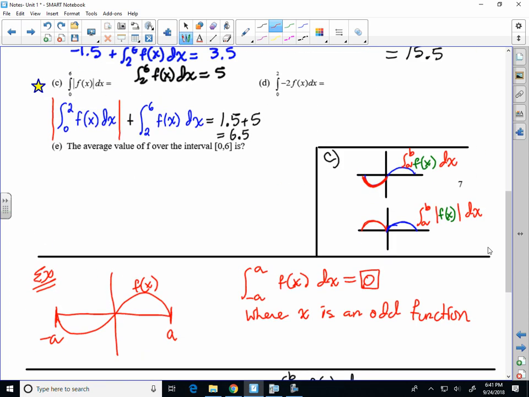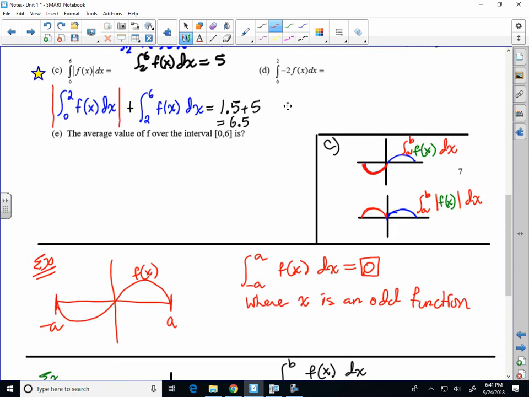Anyway, sorry. 0 to 2, negative 2 can be pulled out. It's only easy because we did parts A, B, and C already. We know that 0 to 2 is negative 1.5 multiplied by the constant multiple of negative 2, and you get a 3.